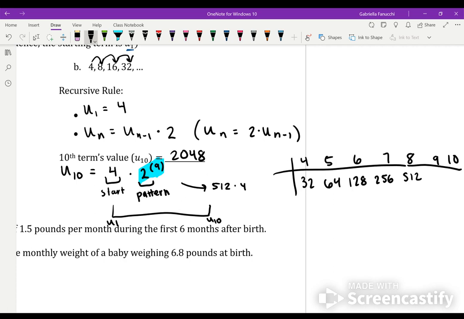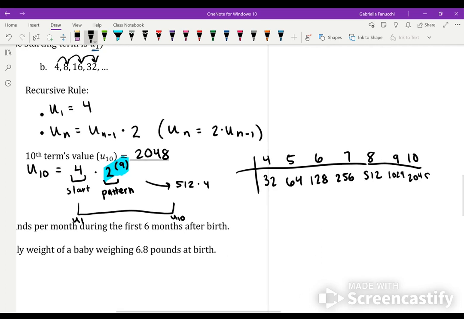Hold on, did I mess up a little bit? 128. Ooh. 128 times 2 times 2 times 2 is 1,024, times 2 is 2,048. We are correct. I was just double checking my math.